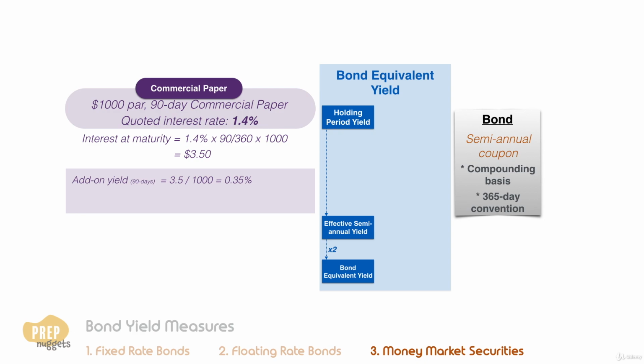We've already calculated the holding period return. The add-on yield for the 90-day period is actually the holding period return. Our next step here is to use this to find the effective semi-annual yield. It's a bit tricky here. In order to do that, we first calculate its effective annual yield by compounding the holding period factor by 365 over 90 days minus 1. This gives us 1.427%. We then get the semi-annual yield by compounding it by half. This gives us 0.711%. And the bond equivalent yield is simply double of this, which is 1.422%.